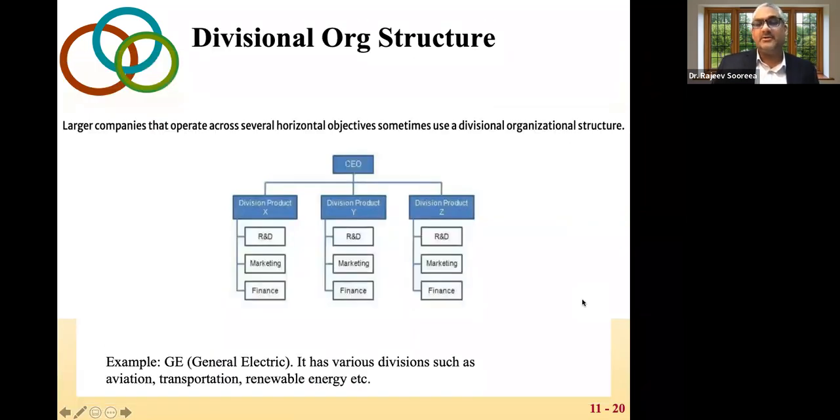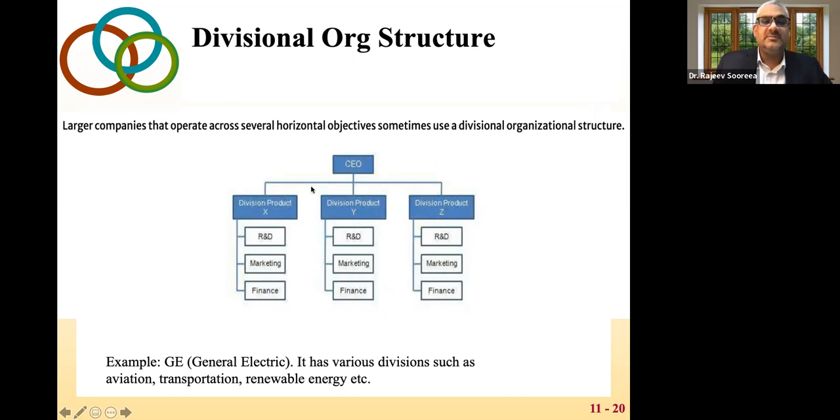The second type of org structure that you see is called divisional org structure. Larger companies tend to have that, right? So larger companies that operate across several horizontal objectives sometimes use a divisional organization structure. For example, General Electric. General Electric has various divisions, such as aviation division, transportation division, and renewable energy, and so on.